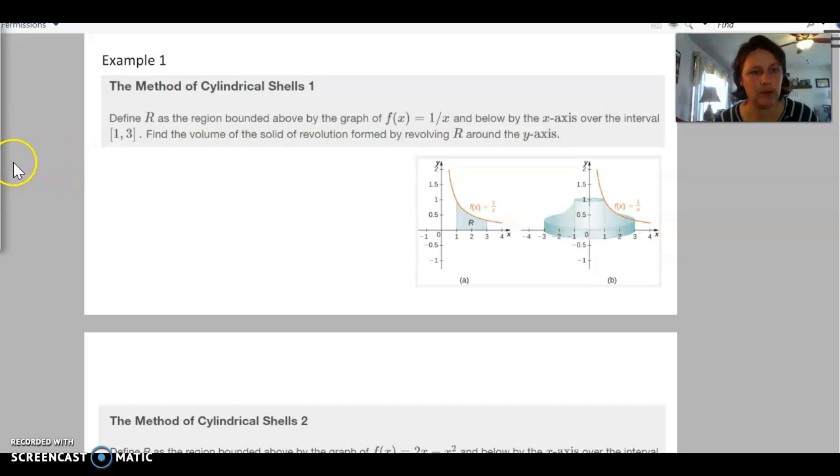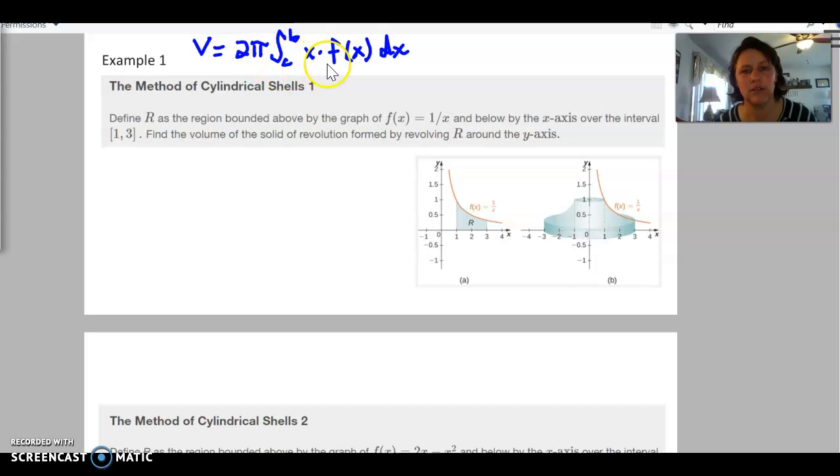Okay, so our equation is, I'm going to write it up here at the top so I don't run out of room. Volume is equal to, I'm going to pull the 2 pi out because we do not need to integrate that. So 2 pi times the integral from a to b of x times f of x dx. All right, so remember this 2 pi x, this was the length of our cylindrical shell, and then f of x is the height.